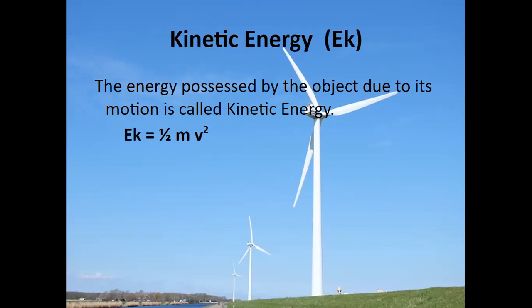Formula: Ek is equal to 1 by 2 mv square. Ek means kinetic energy, m is the mass of the object, v is the velocity of the object. Why are we taking velocity here? Because the object gets the energy because of its motion. If the object is in motion, it has velocity. Because of that, we take the kinetic energy equal to 1 by 2 mv square.